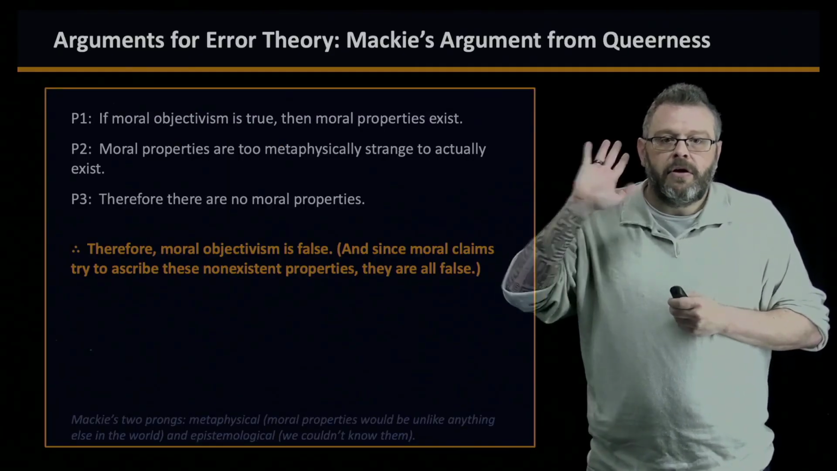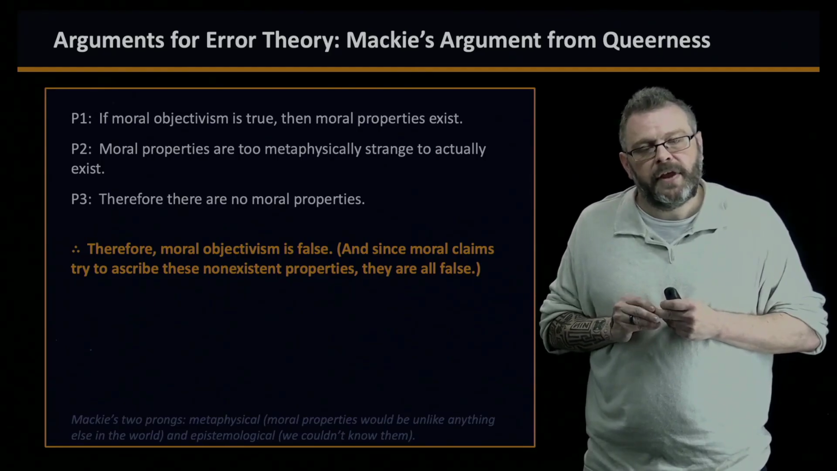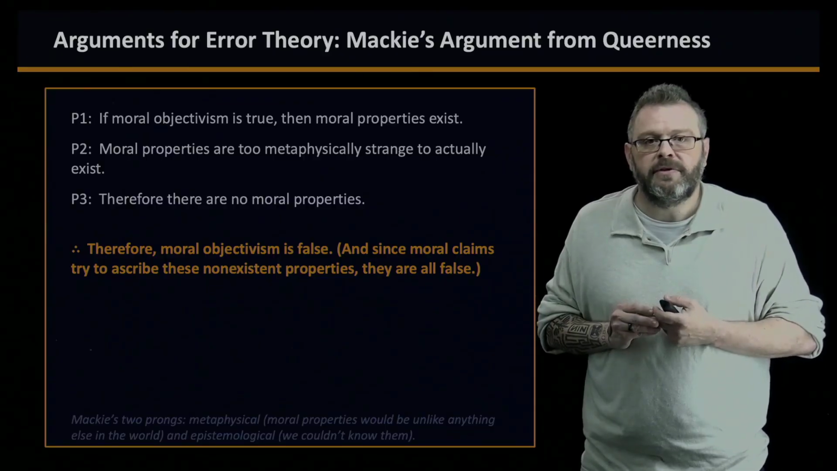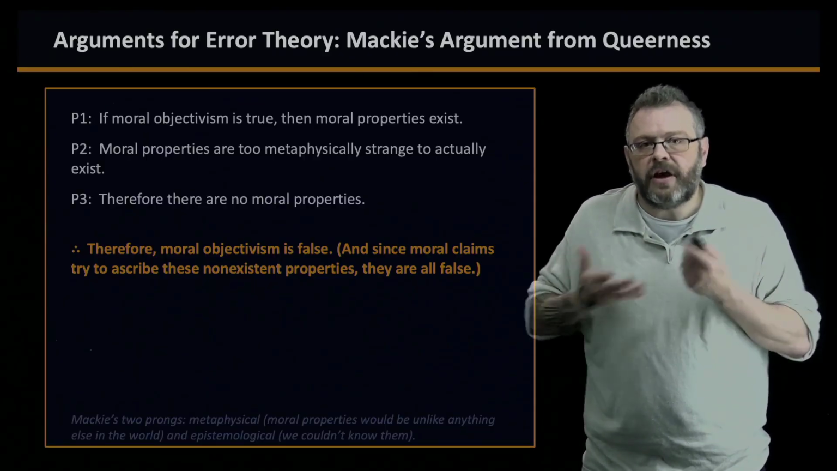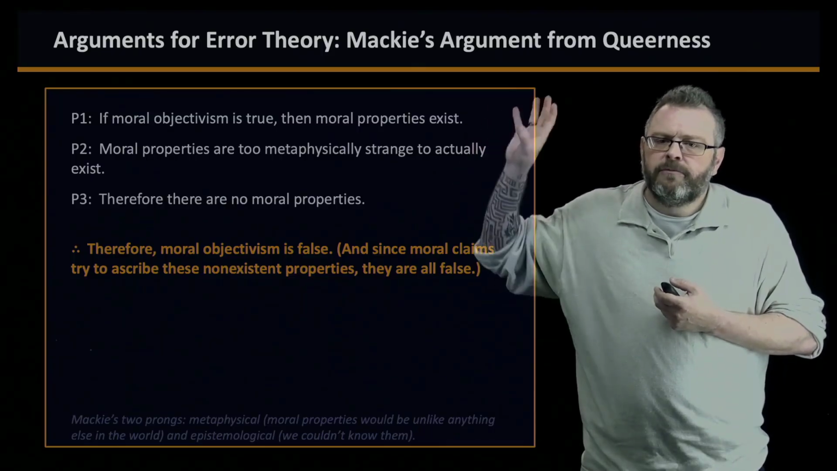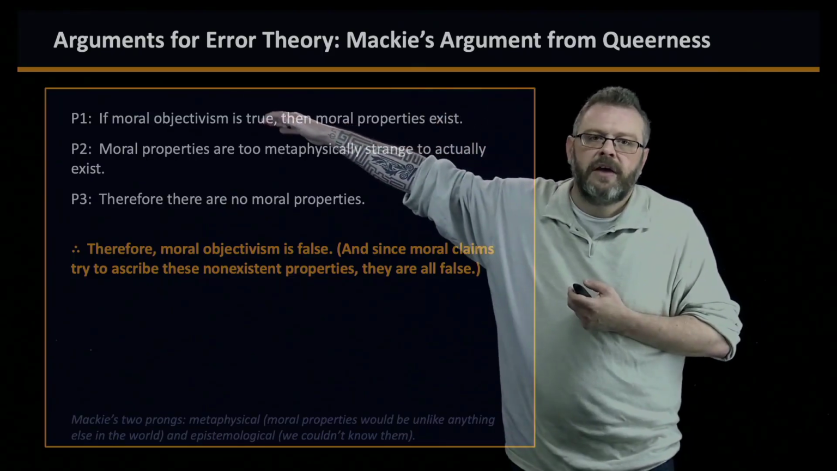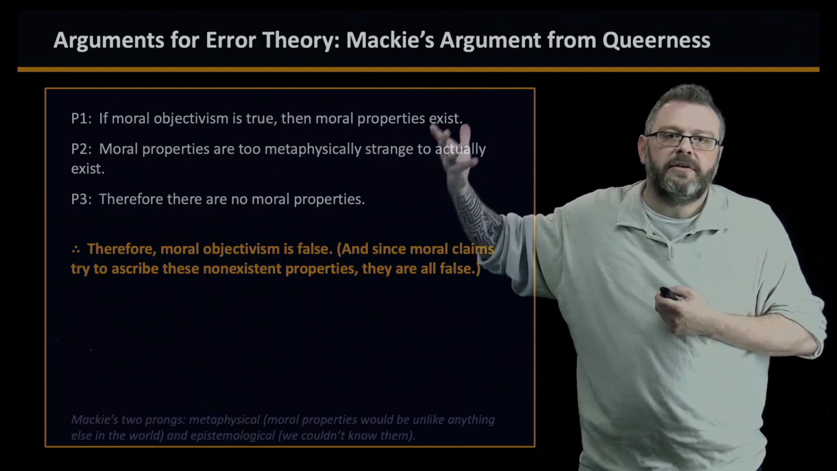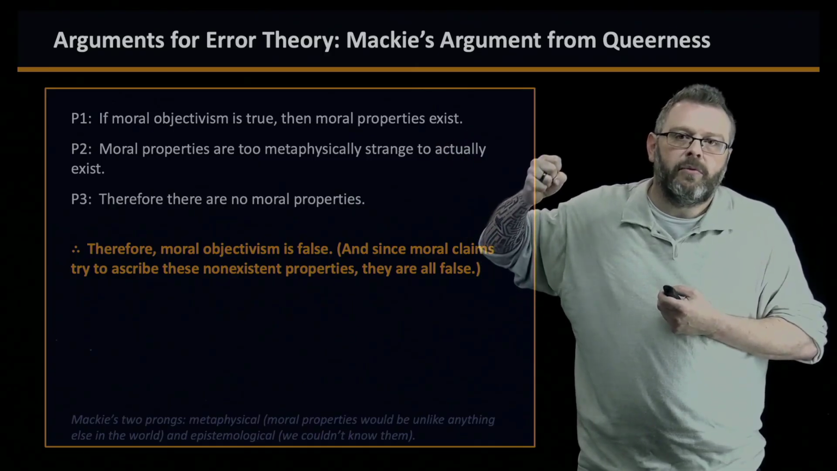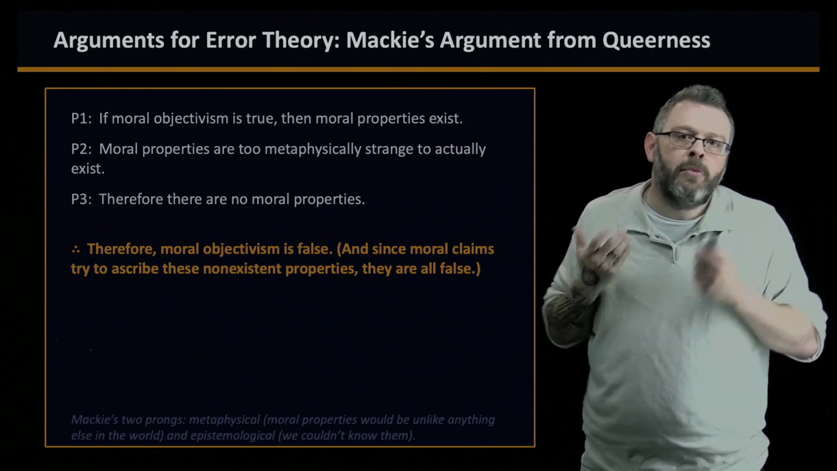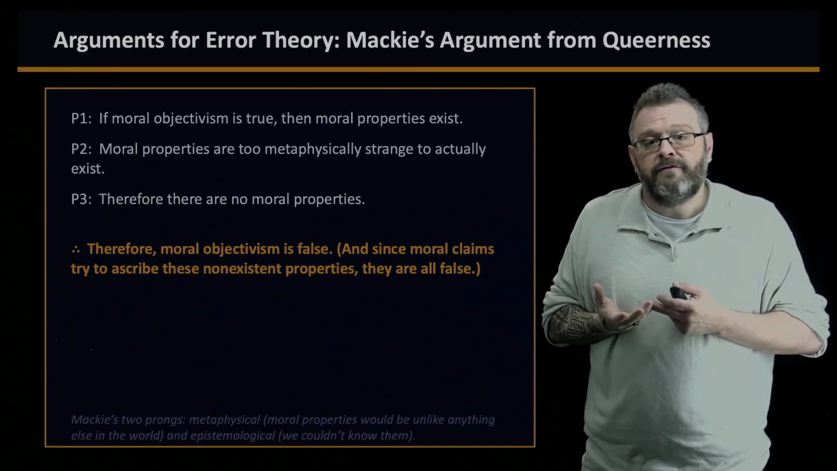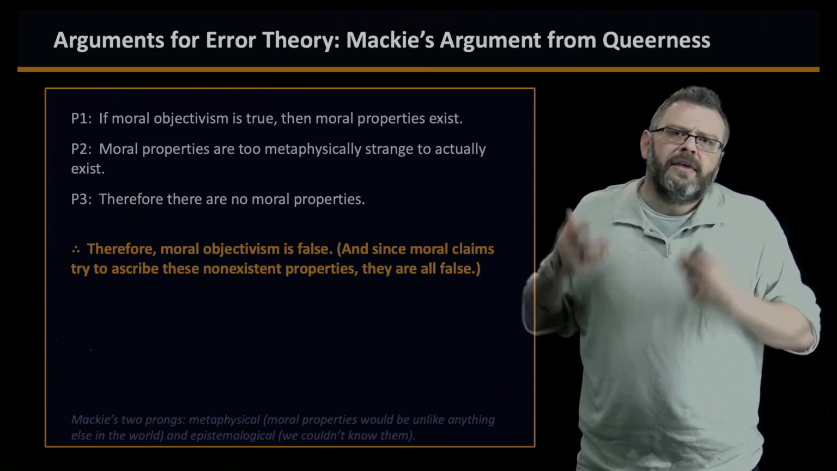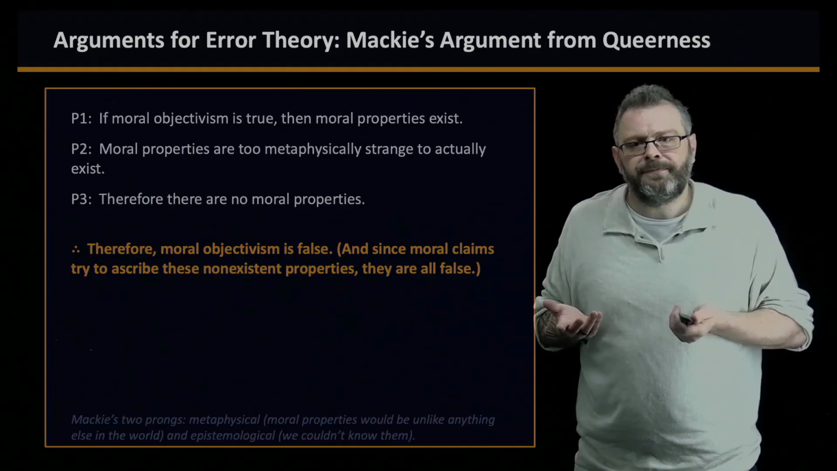So, an argument for error theory. And this is where J.L. Mackie comes in. This is a super, super famous argument, so it's worth at least mentioning here. If moral objectivism, the idea that morality really is mind independent, is true, then there would have to be these moral properties. In fact, if I'm going to say that X is wrong or X is permissible, there would have to be moral properties.